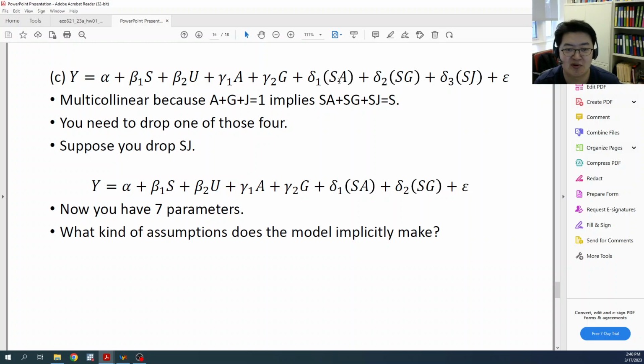More complicated, annoying problems. Now the multicollinearity is coming from this, right? So S and SA, SG, SJ cannot coexist in one equation. So you have to drop one of the 4 variables. So suppose you drop this, but you may drop this. It doesn't matter. Just drop one of the 4. Then you have these 7 parameters. That means there are 2 assumptions hidden. So you have to find it out. And also you have to find what are the interpretations and what this intercept implies. So it's your practice, right?